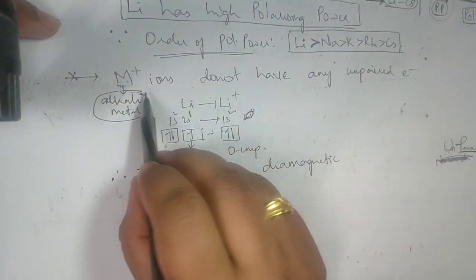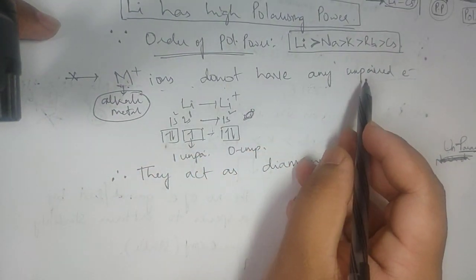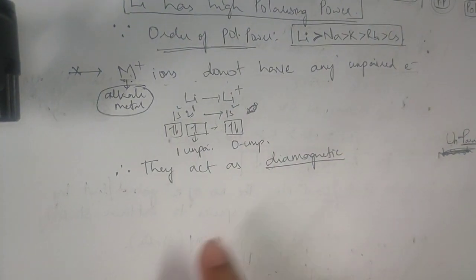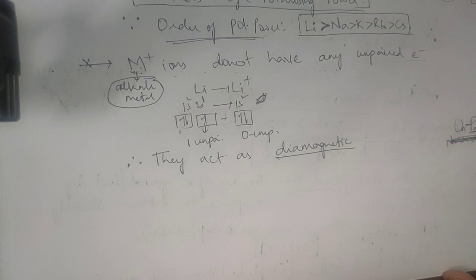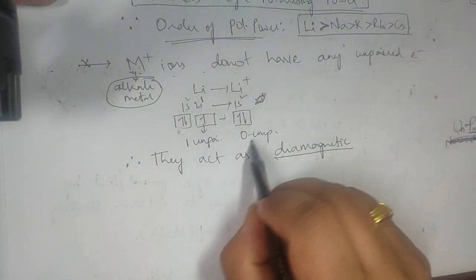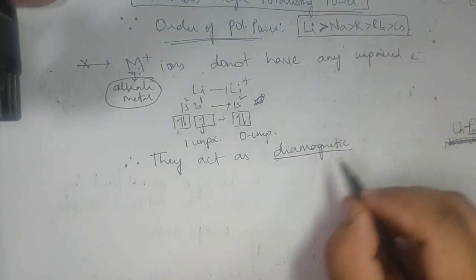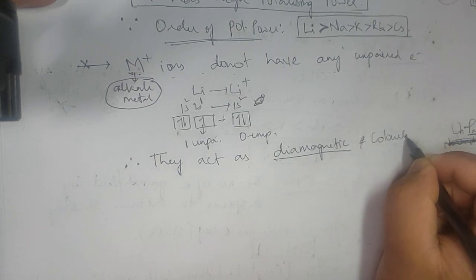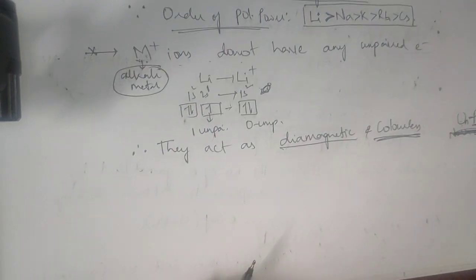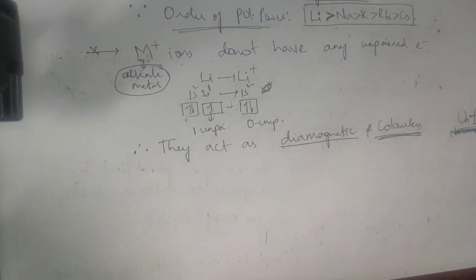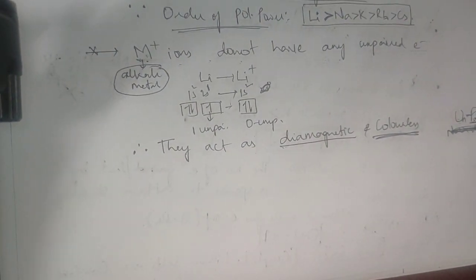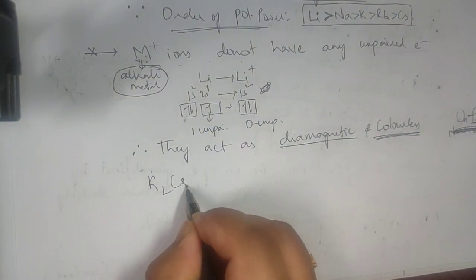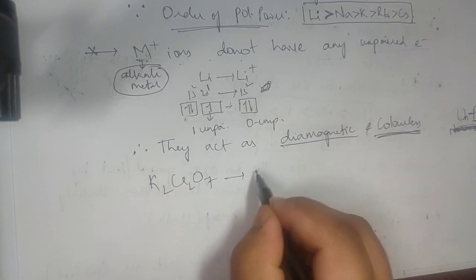Right now M plus ions do not have any unpaired electrons. So should they be diamagnetic or paramagnetic? Diamagnetic. Remember this point. Since there are 0 unpaired electrons, they act as diamagnetic and also colorless. Normally the ions are colorless. But if you observe some cases like K2Cr2O7, it is orange in color.